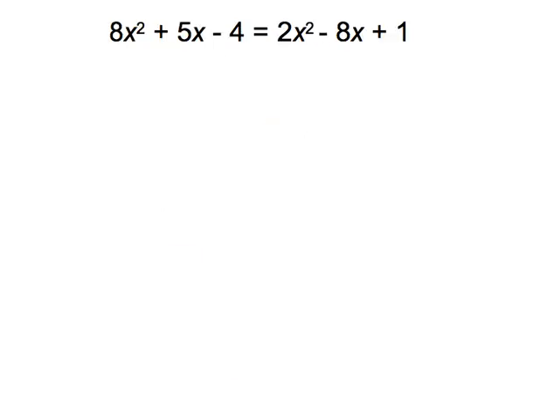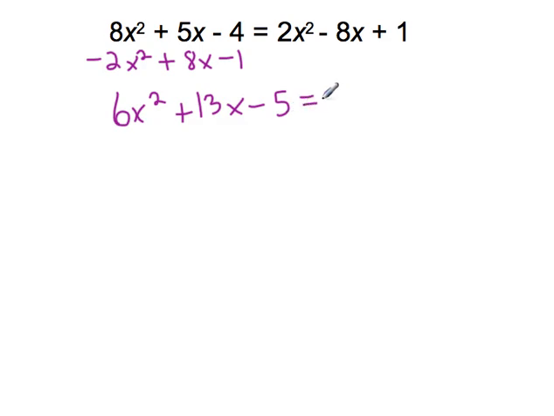To solve this equation, we have to get everything on one side. And I'm going to do this all at once. I'm going to bring this whole side over to the left. So I'm going to subtract 2x squared, add 8x, and subtract 1. So I'm bringing this whole side over to this side by going opposite signs. So I'm going to end up with 6x squared plus 13x minus 5 equals 0, because I brought all this over to the other side.